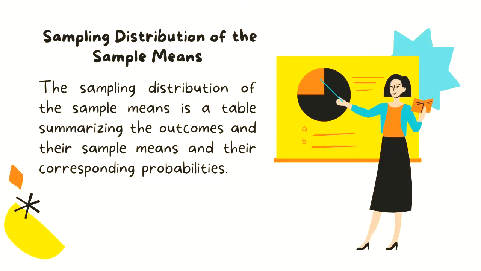So first, let's know the meaning of sampling distribution of the sample means. It is a table summarizing the outcomes and their sample means together with their corresponding probabilities. It is a frequency distribution using the means computed from all the possible random samples of a specific size taken from a population.